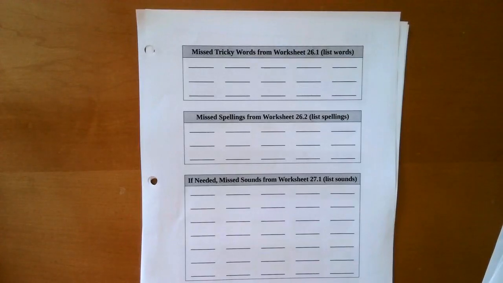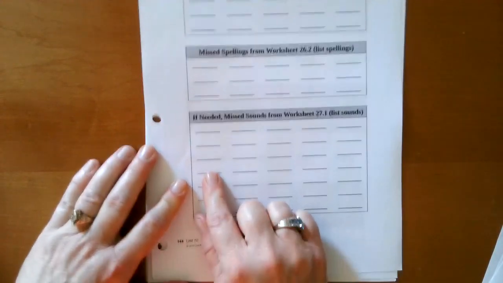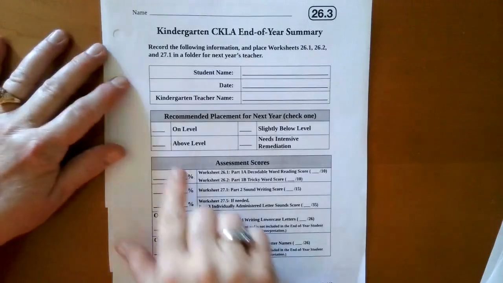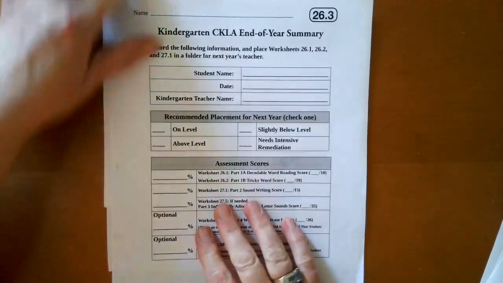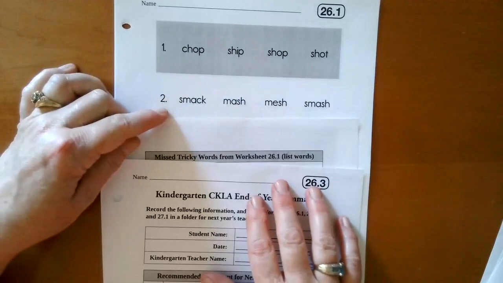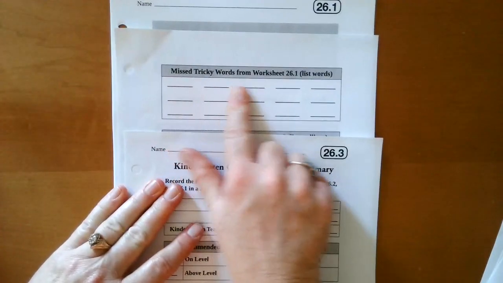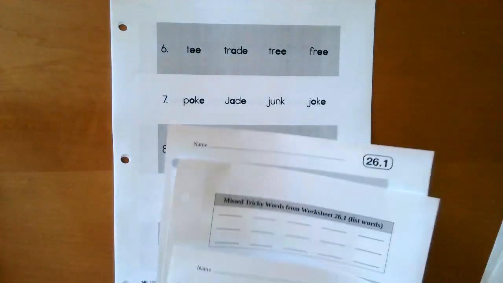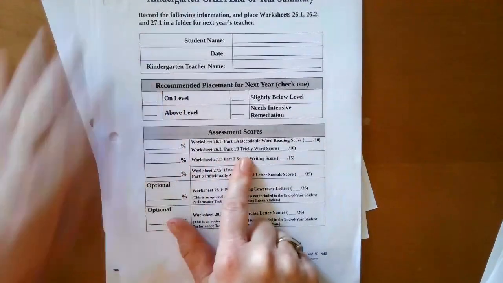On the second page of this recording sheet, you would put their missed tricky words, the missed spellings from that, and if needed, the missed sounds from 27.1. I feel like this might be a typo. It says worksheet 26.1 is the decodable word reading score. 26.1 does consist of decodable words. Then on here it says the missed tricky words from worksheet 26.1. When if you look, the tricky words are on 26.2, which also correlates with this first page. 26.2 are the tricky words.